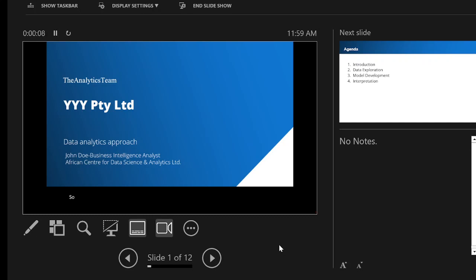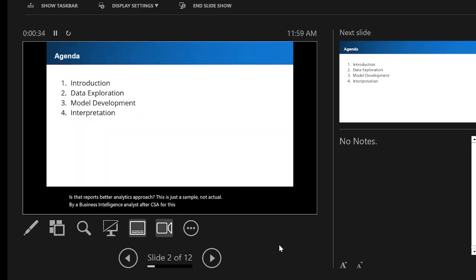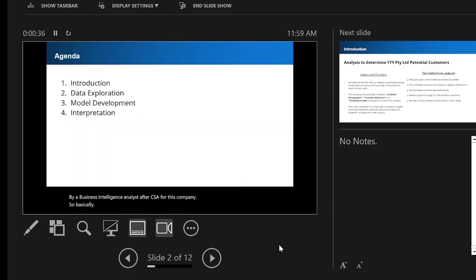So I want to show you this. This one is a report on a data analytics approach. It is just a sample, not actual, by a business intelligence analyst at AfriCDSA for this company. Basically, the agenda was to look at the introduction, of course it was a report, data exploration, model development, and interpretation.